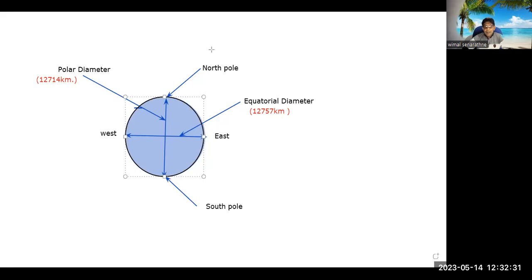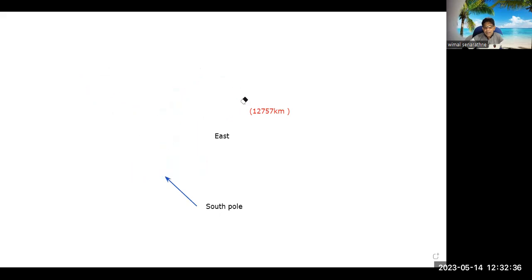Then after this, we are going to another subtopic, right? It is about latitudes and longitudes. The topic is latitudes and longitudes. Okay. Then what are latitudes and what are longitudes?